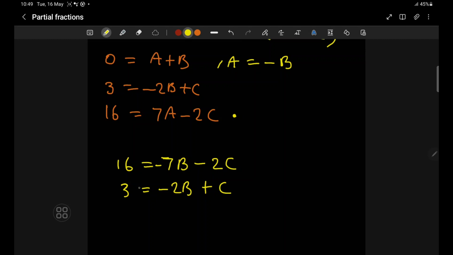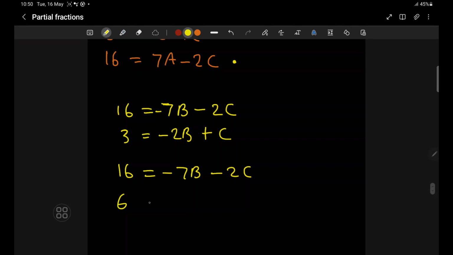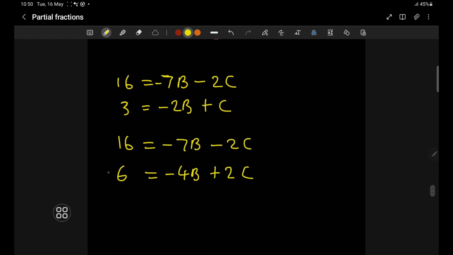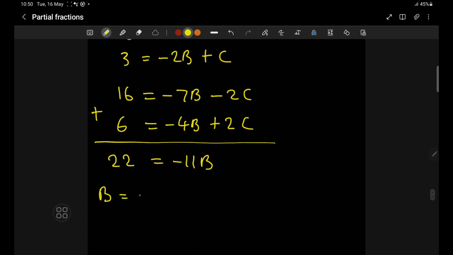We can multiply this expression by 2 so that at least we equate with the other expression. So that would be 16 is equal to negative 7b minus 2c. Then here we'll have 6 is equal to negative 4b plus 2c. We can add the two expressions so that we have 22 is equal to negative 11b. Then c is 0. So this gives us b is equal to negative 2.